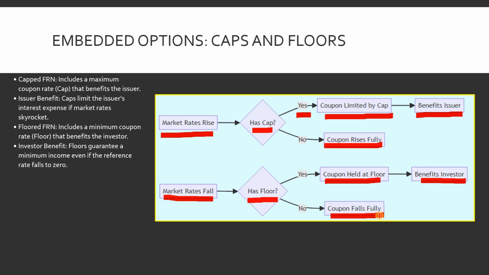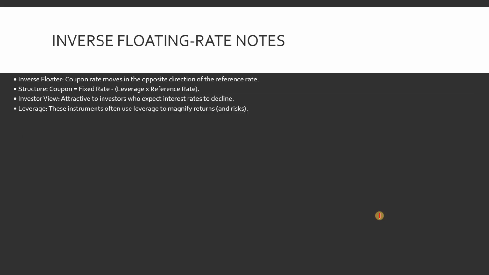Now let's move to the next, inverse floating rate notes. Let's go into detail. A more complex structure is the inverse floater. Here the coupon moves in the opposite direction of the market. The formula is usually a high fixed rate minus the reference rate. If the market rates go down, your coupon goes up. This is popular with investors who are very confident that rates will fall. However, this often includes leverage, meaning the coupon might change by double or triple the change in the market rate. This magnifies the gains but also magnifies the losses if rates rise instead of fall.